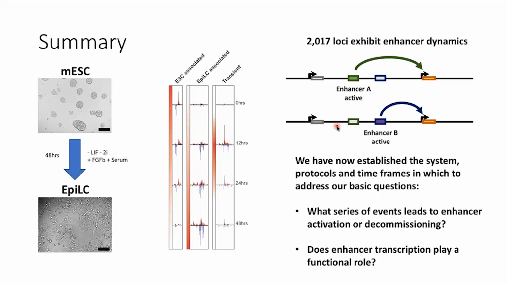So in summary, I'd like to wrap up that we have this very synchronous system of mouse ES cell to EpiLC transition, and we have that working very well in our conditions. Using that technique, along with nascent RNA sequencing techniques, we were able to identify active potential enhancers that are ESC associated, EpiLC associated, and actually transient as well.